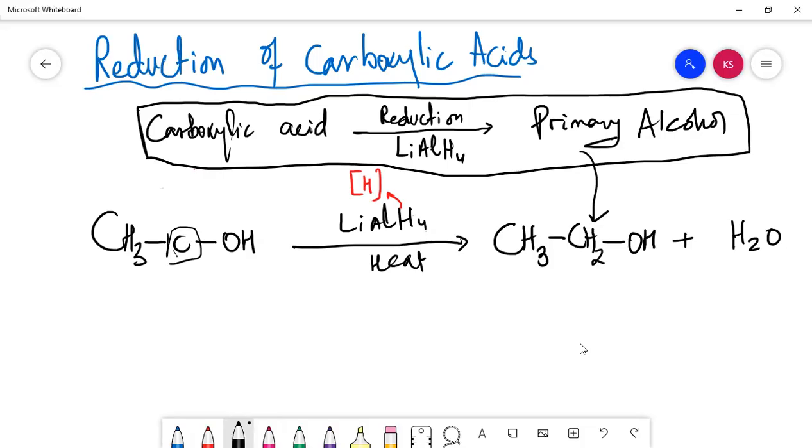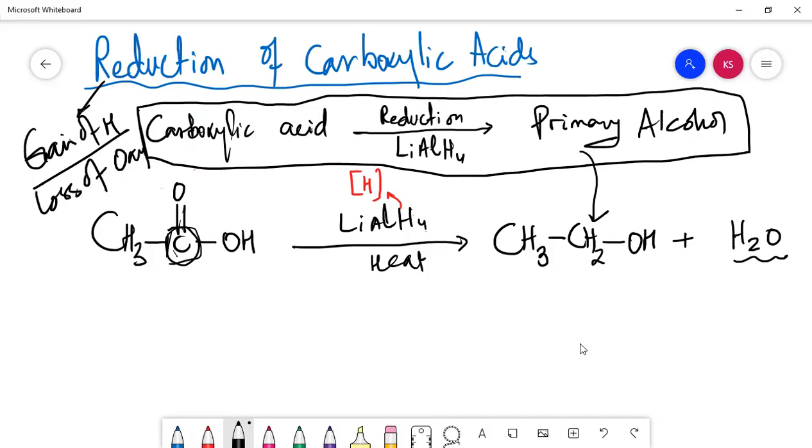So you don't have to do anything complicated here. Every time, the C double bond O of the carboxylic acid, you remove it as water and just put two hydrogens on this carbon. So reduction is like gain of hydrogen or loss of oxygen. So both are happening here.